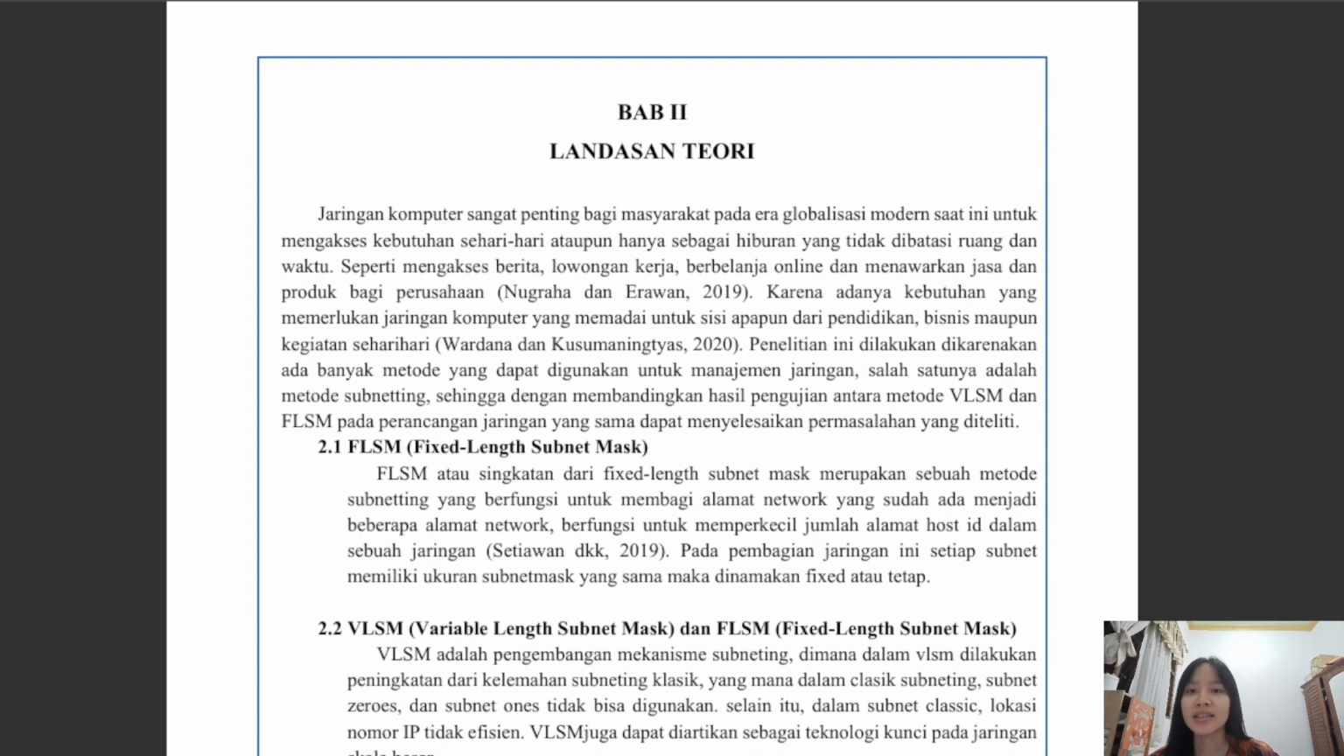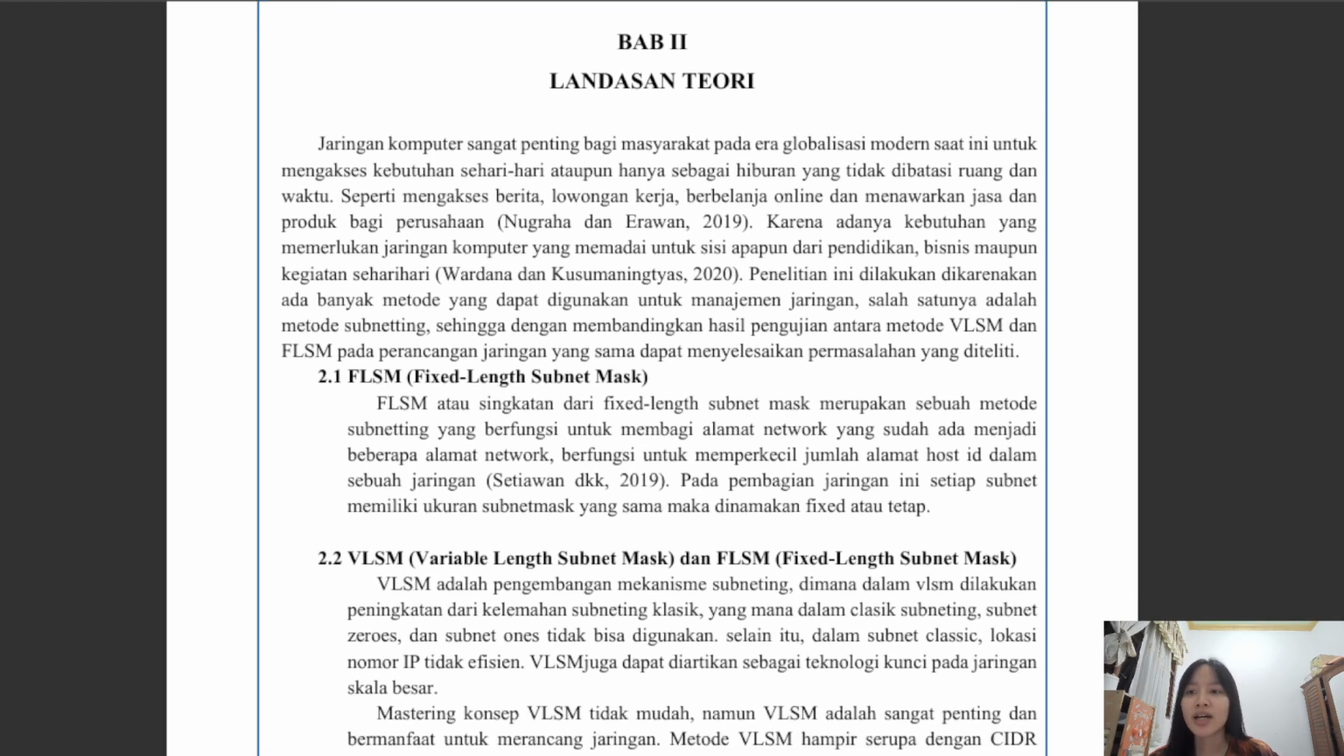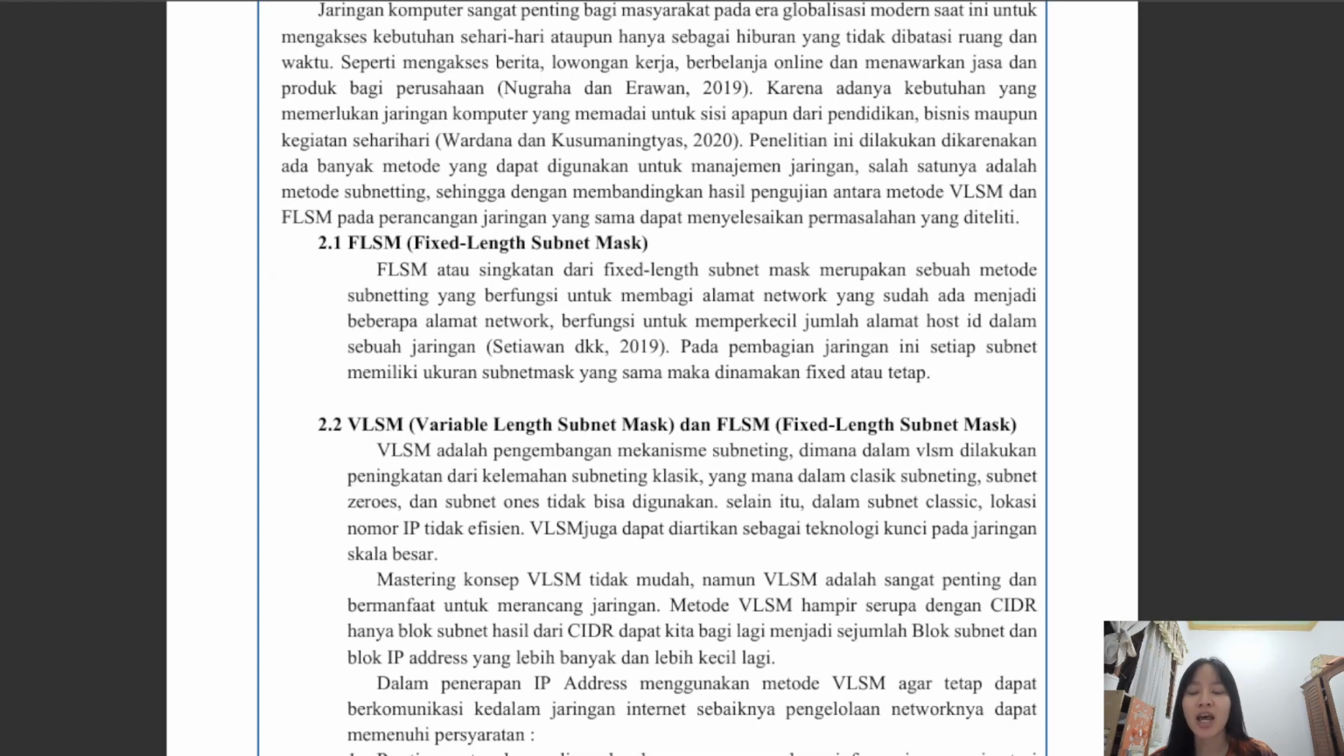And this is the theory that I use. For the first one, I will talk about FLSM. FLSM, or fixed length subnet mask, is a subnetting method that functions to divide an existing network address into several network addresses. And VLSM is an advancement of the subnetting mechanism, where VLSM addresses the limitation of classical subnetting, where IP number allocation is inefficient.